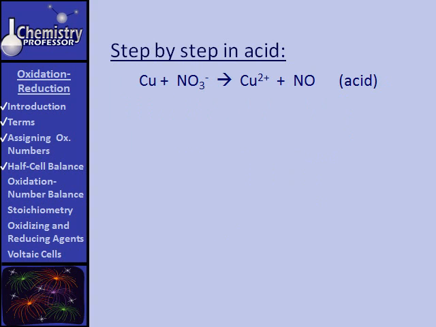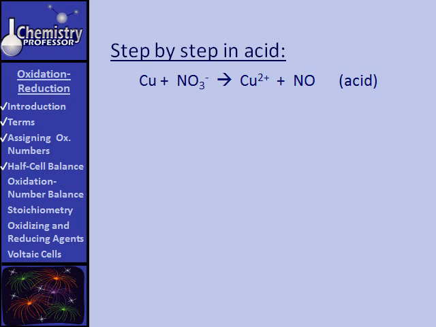Let's start with copper and the nitrate ion producing the cupric ion and nitric oxide in an acid medium. It's really important that we tell you whether it's in an acid medium, a basic medium, or a neutral medium, because you're going to have to use that knowledge in the balancing process. And what you're going to do is literally balance the reaction and complete it at the same time.